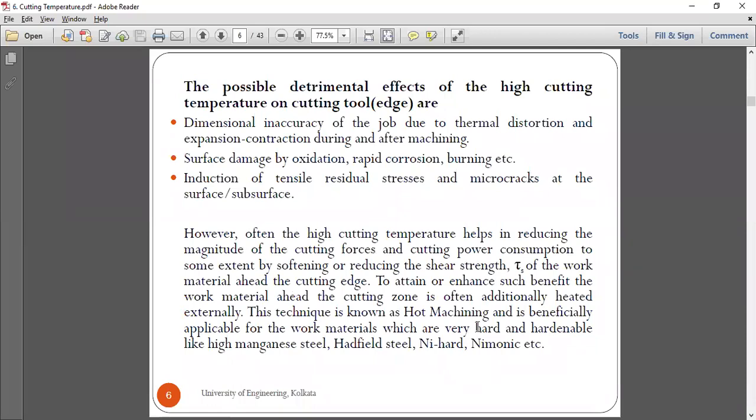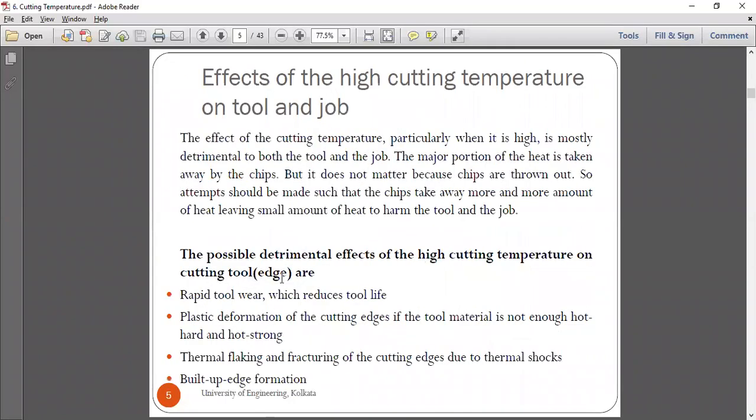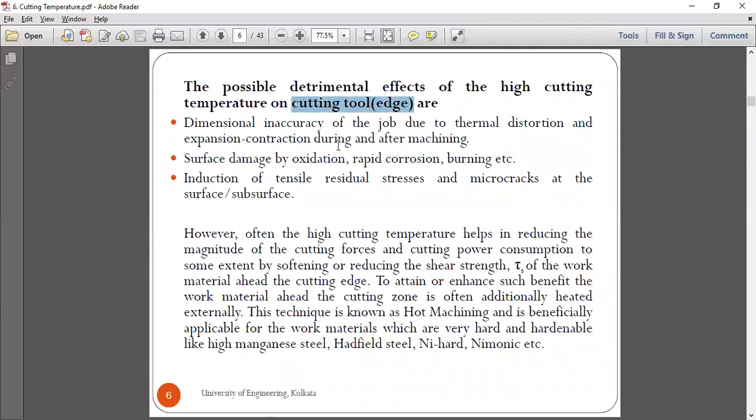Next, the possible detrimental effects of the higher cutting temperature on the job are dimensional inaccuracy. This should be job, please excuse me on this and please change it accordingly. We have already discussed the cutting tool edge; this is about the job. So dimensional inaccuracy of the job due to thermal distortion and expansion contraction during and after the machining process.